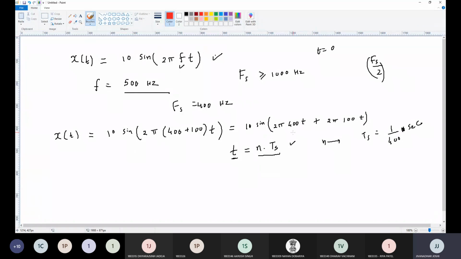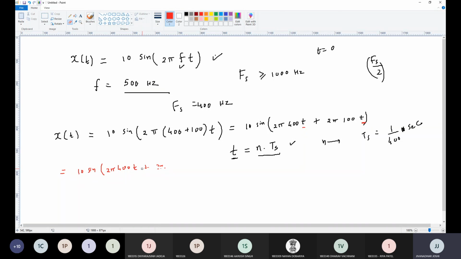Okay. So now let's see what is happening over here by replacing the instantaneous time t with the nomenclature we assumed. So this is just 2 pi into 400 t plus 2 pi.